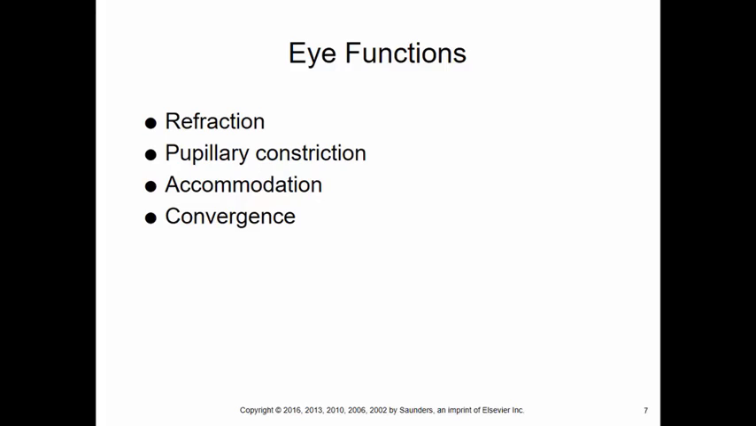Accommodation is what happens when the eye is allowed to focus on images on the retina. And this is regardless of if the object is close or far away. So when our eye accommodates, it's accommodating for distance, so whether the distance is close or far.